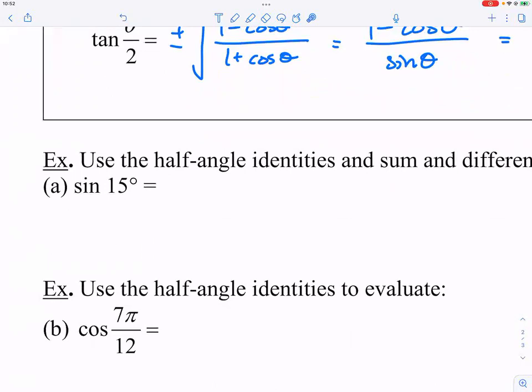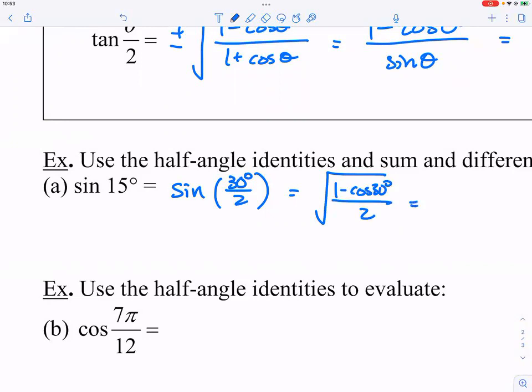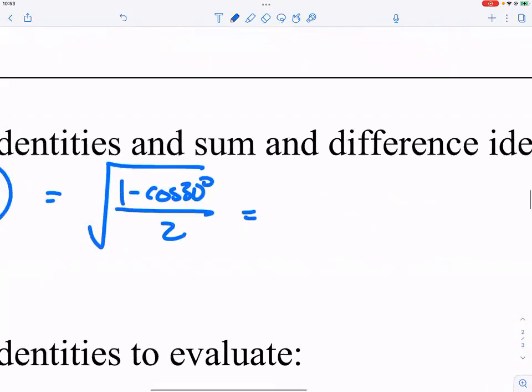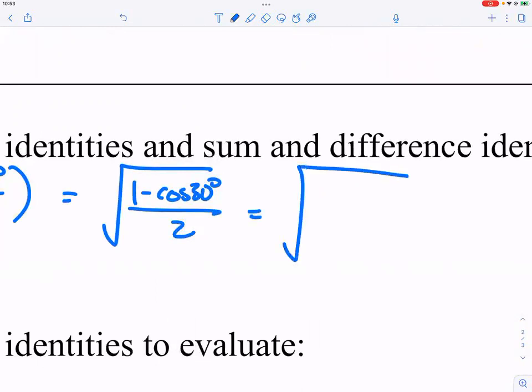So what's going to happen? Well, this is sine 15 degrees. So the way we look at it is that sine 15 degrees is the same thing as sine of 30 degrees divided by 2, half of 30 degrees. So that allows us to use the identity. In this case, it's in quadrant 1, so it's positive. So we don't have to write down the plus or minus because we know it has to be a plus. The square root of 1 minus cosine of 30 degrees all over 2. So it's going to be a little bit nasty here because you have to deal with a complex fraction again.